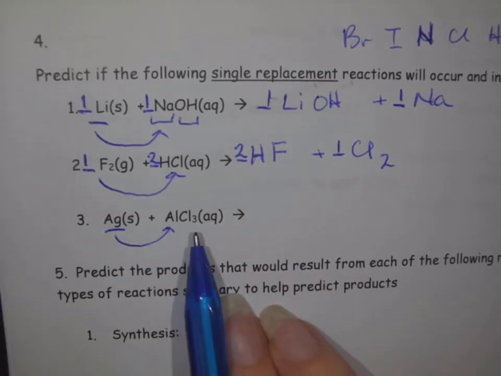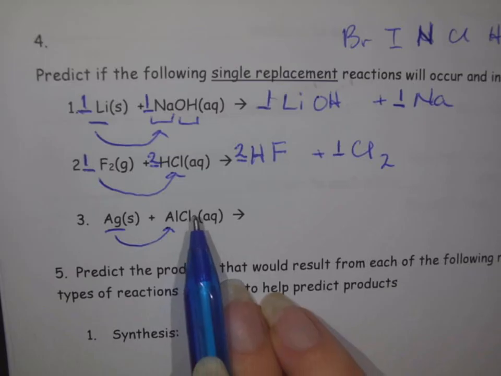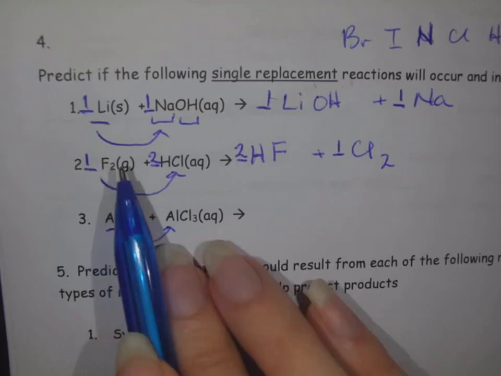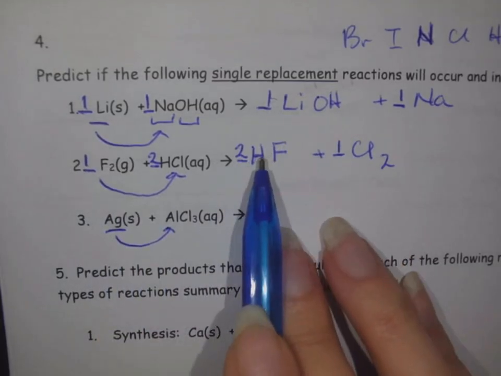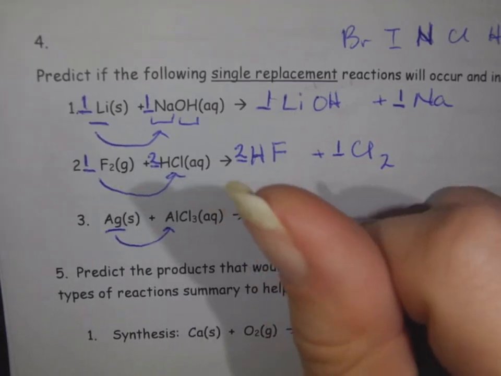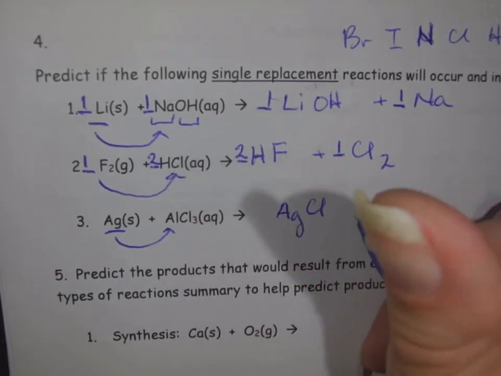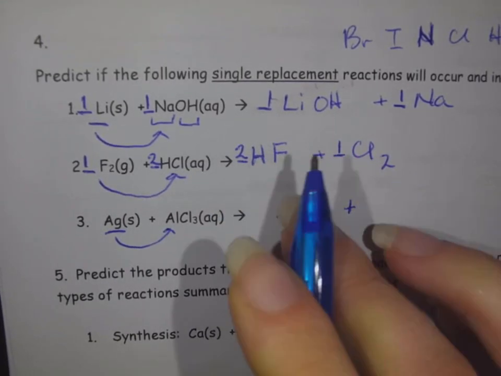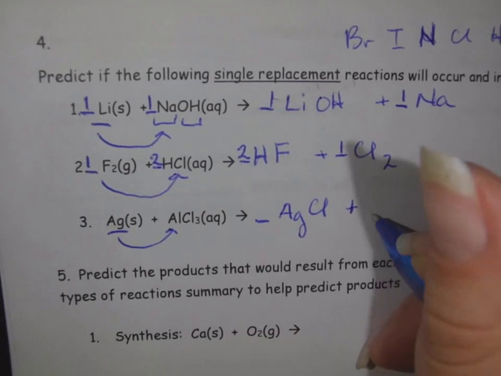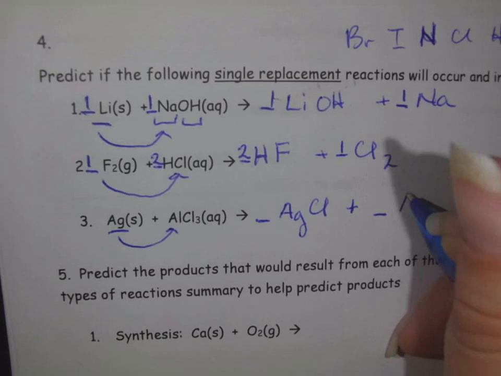I'm not worried about this subscript. Like I don't care that there is a 3 here. I just want a new partnership. Just like I didn't care that there was a 2 here, I used the crisscross method. So I'm going to put silver with chlorine, and the one that's left alone, all of these are single replacement, the one that's left alone is the aluminum.